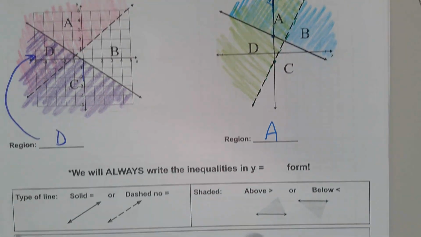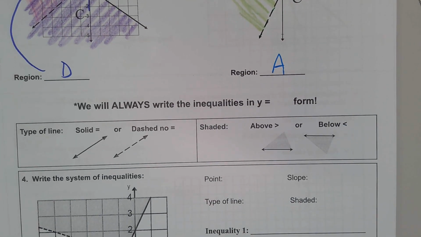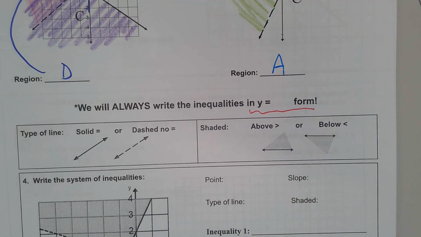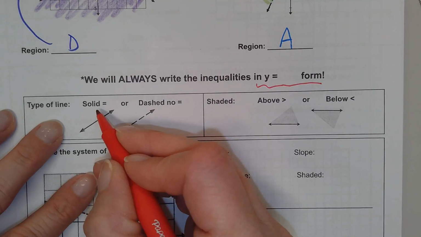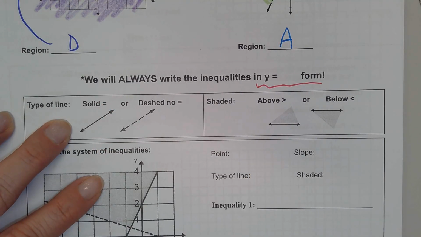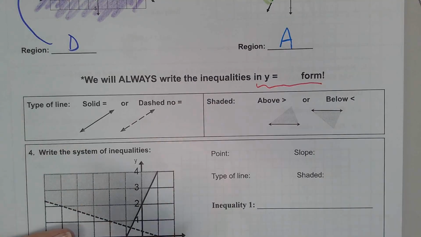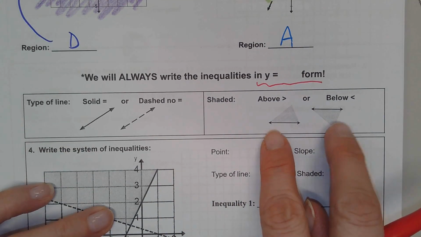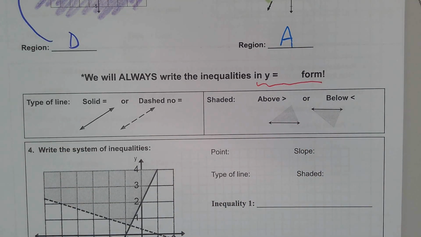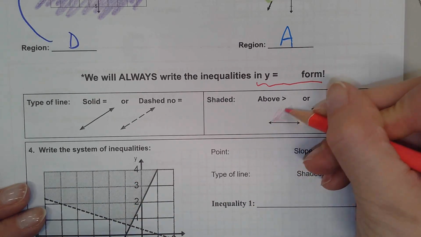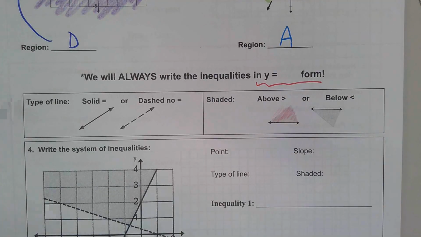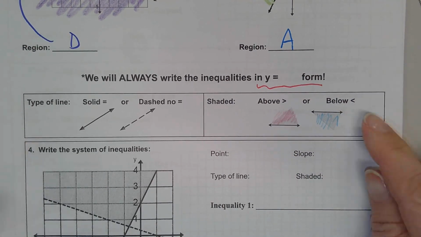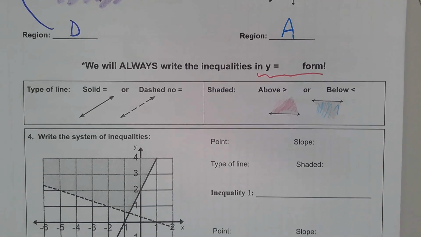When you write an inequality from a picture, remember, we will always write in y equals form. There's a couple things you have to think about. Solid lines get equal signs, and dashed, no equal sign. You also have to think about which way they shaded. If they shaded above the line, you're going to say more. But if they shaded below the line, you say less. Let's take a look at this one right here.